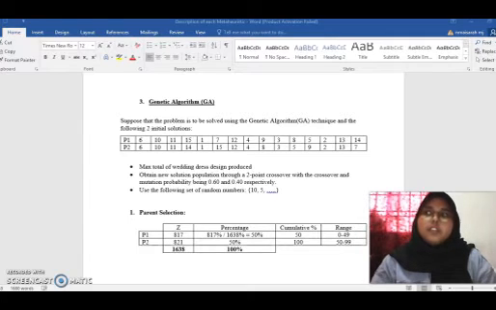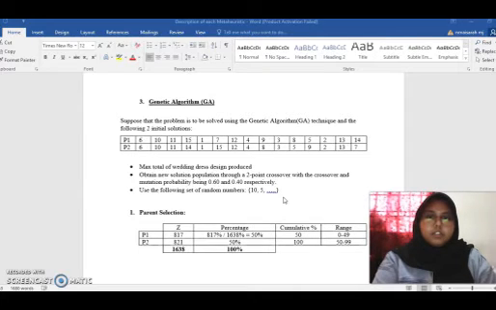So for the next one, the genetic algorithm, we have 2 initial solutions. Each initial solution represents a parent. We have A, B, C, D, E, F, G, H, I, J, K, L, M, N, and P. We didn't include O because it would be confused with 0. The question is to maximize the total of identified designs produced, obtaining a new solution population through a 2-point crossover with the crossover and mutation probabilities being 0.6 and 0.4 respectively.